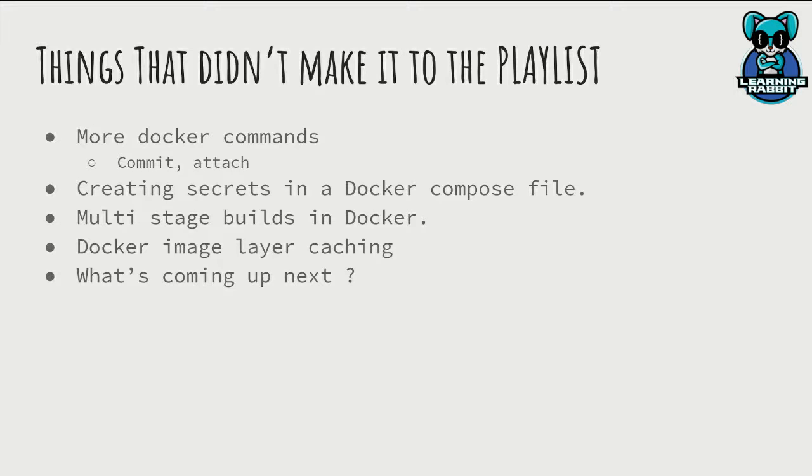Next, we'll talk about how we can mount the secrets using the Docker Compose file. I actually missed this part when we were discussing Docker Compose. The next would be to talk about the multi-stage builds in Docker. This is quite interesting. Then we'll talk about Docker image layer caching, how Docker creates layers when you write a Dockerfile. We'll look into that so you can optimize the way you write a Dockerfile. That is also quite interesting.